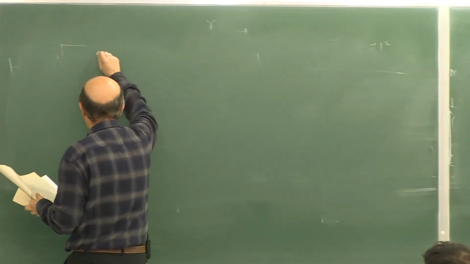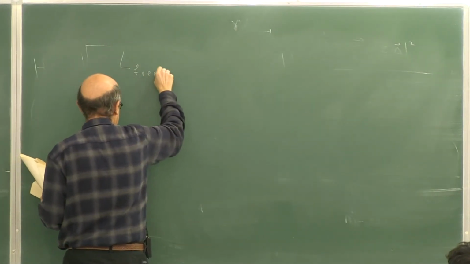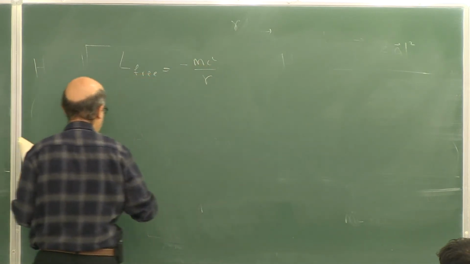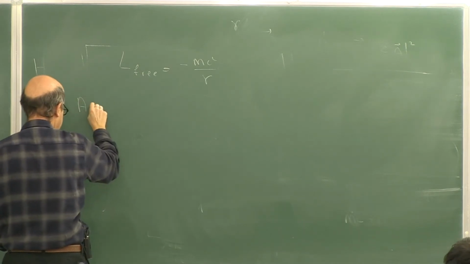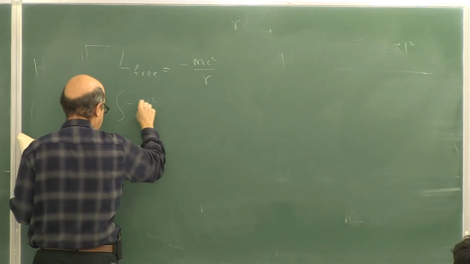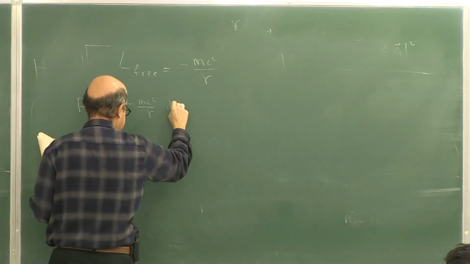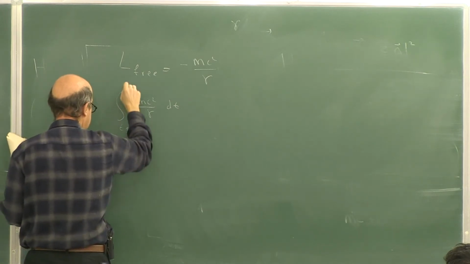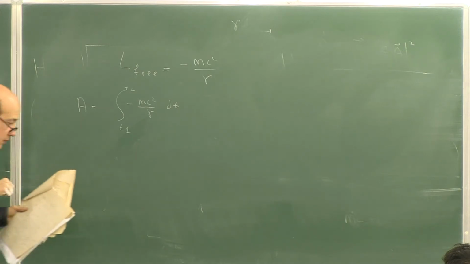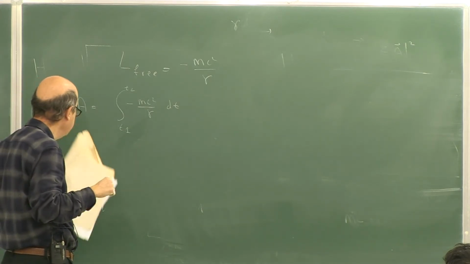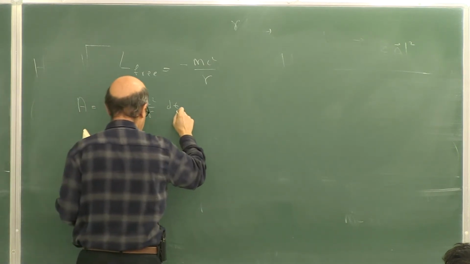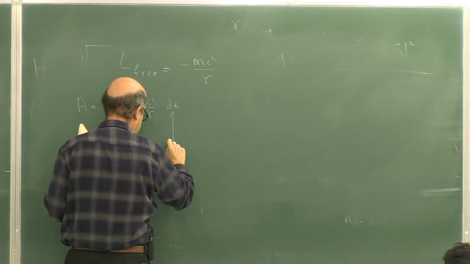The idea is the following. We defined the free Lagrangian as −mc²/γ. And what was our tool? The action. The action was the integral of −mc²/γ dt from one time to the other. And we said that we can write the Euler-Lagrange equations using the variation of the action.